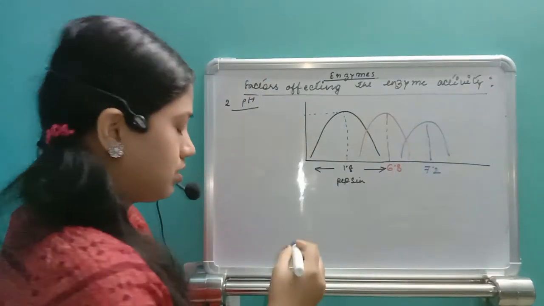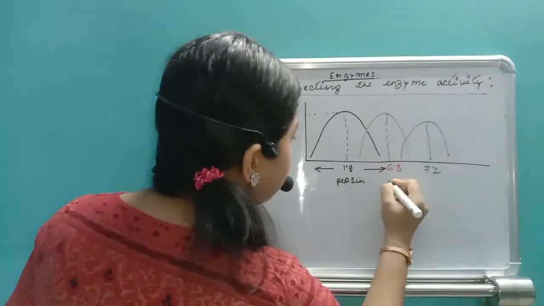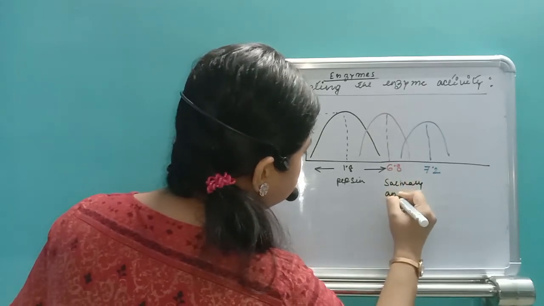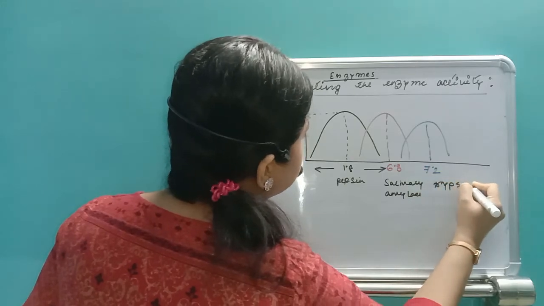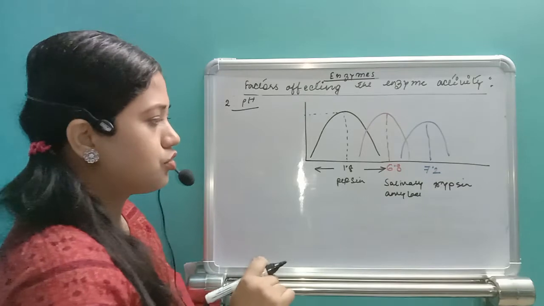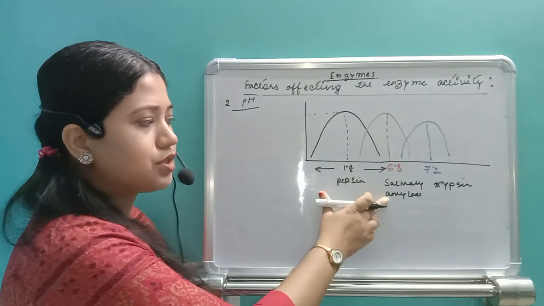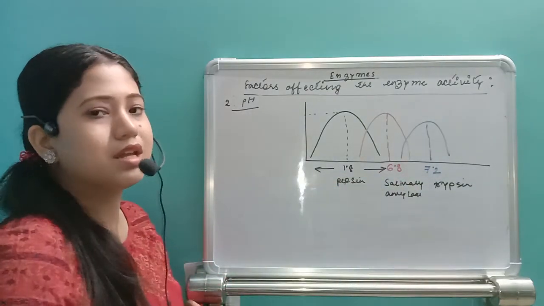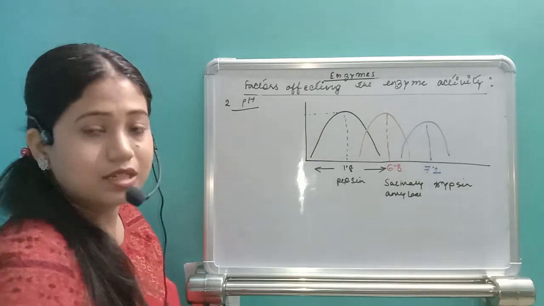Okay, so this is pepsin, this one is salivary amylase, and this one is trypsin. Trypsin is a very important enzyme in the small intestine. Pepsin helps in the digestion of protein, salivary amylase helps in the digestion of starch in the mouth, and trypsin helps in the digestion of different types of food components in the intestine.